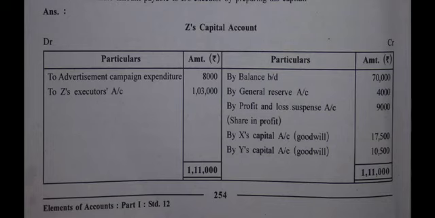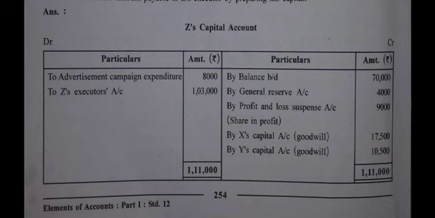So finally we have calculated that how much amount is payable to the executor of Z. That is 1,03,000. How did we obtain this? We have deducted the total of debit side from the total of credit side, which is higher. This is the rule that we follow every time while balancing any of the account. So 1,11,000 minus 8,000 gives you 1,03,000. This is the amount payable to the executor of Z.